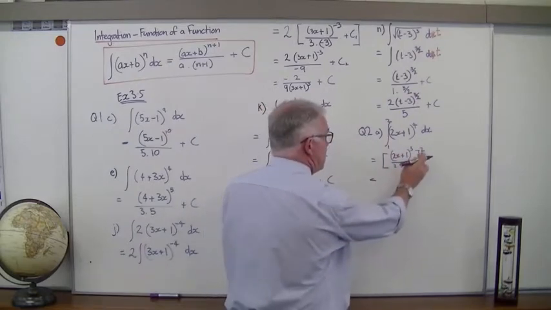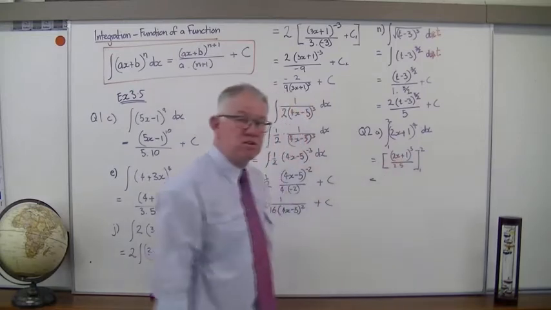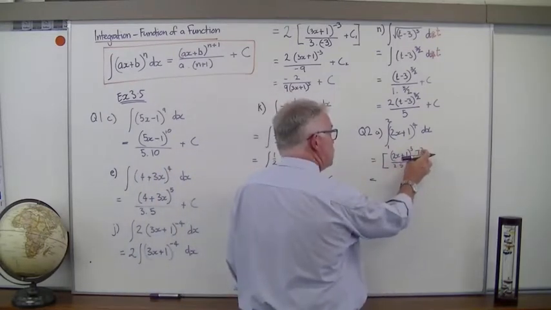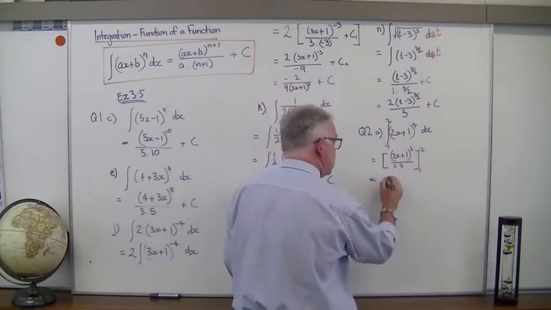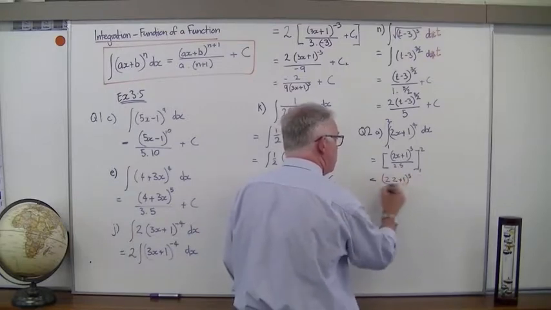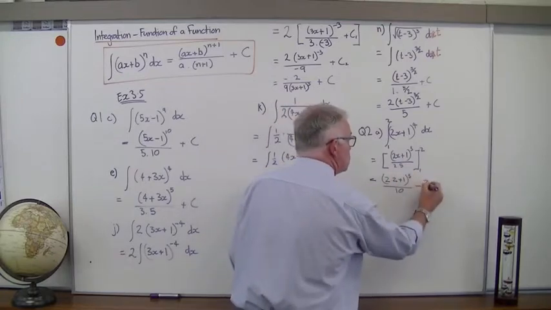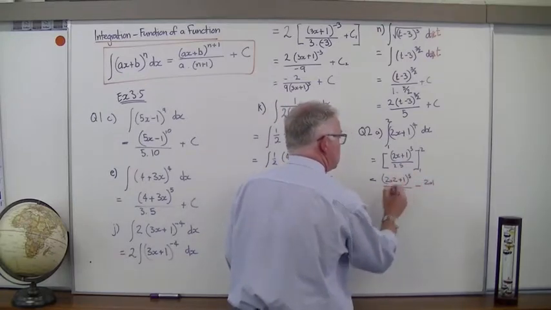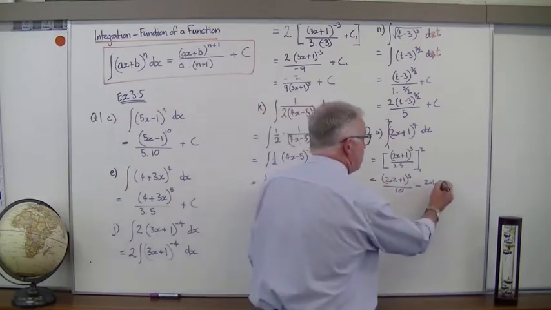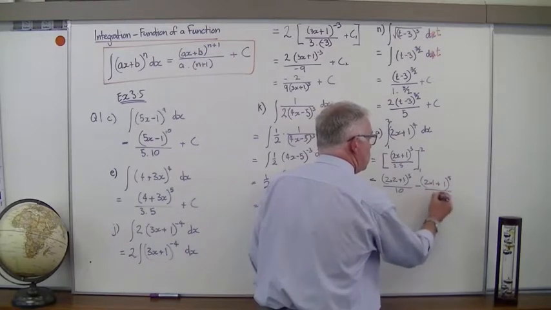So this will now be, we substitute in the values of x into our expression. So that will be 2 substituted into here, so that will be 2 times 2 plus 1 to the power of 5 all over 10 minus 2 times 1, I'll put times signs in there, plus 1 to the power of 5 all over 10.